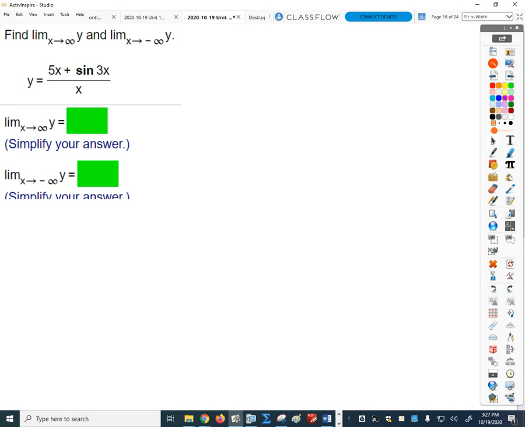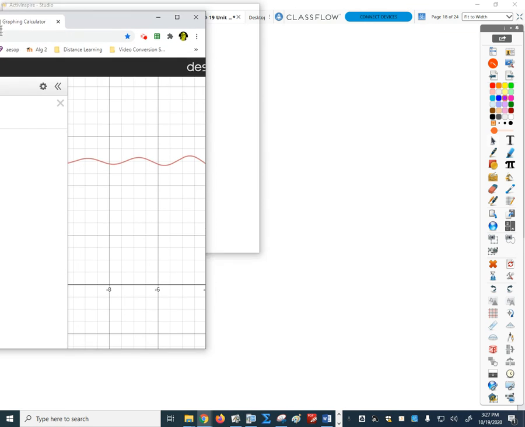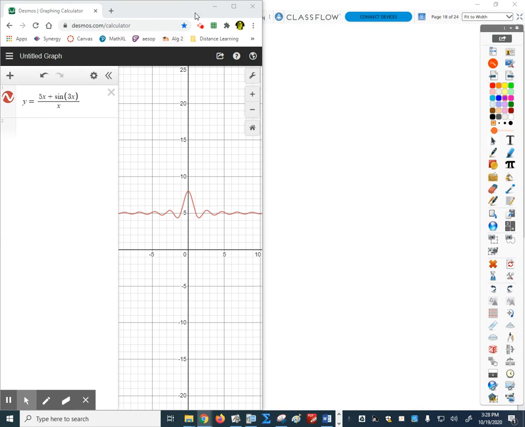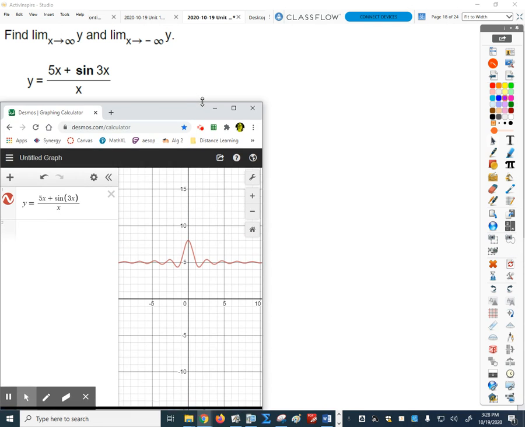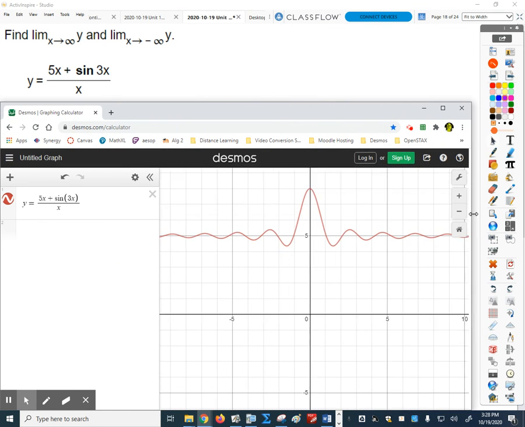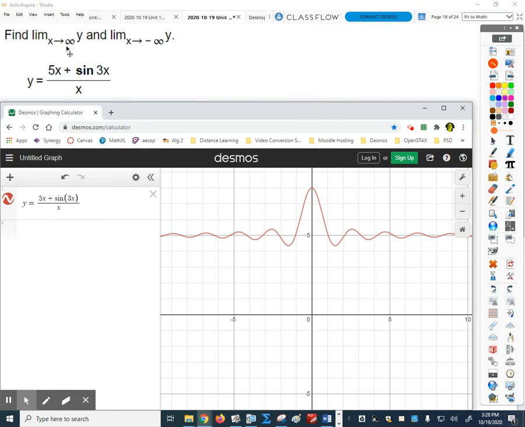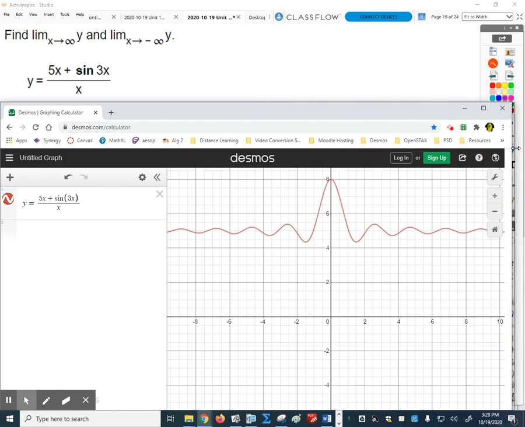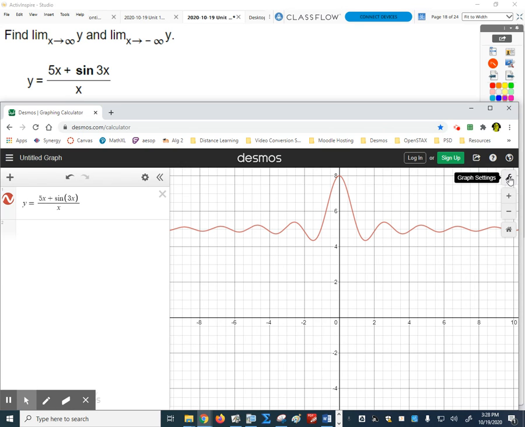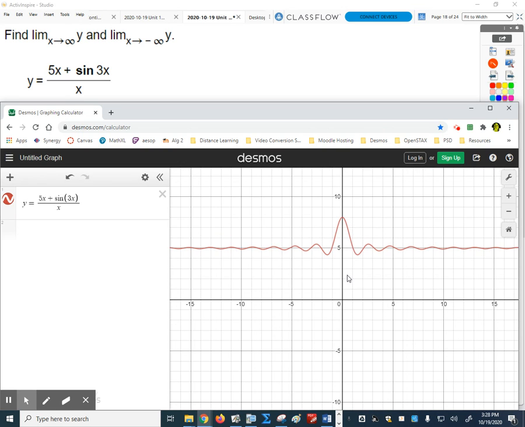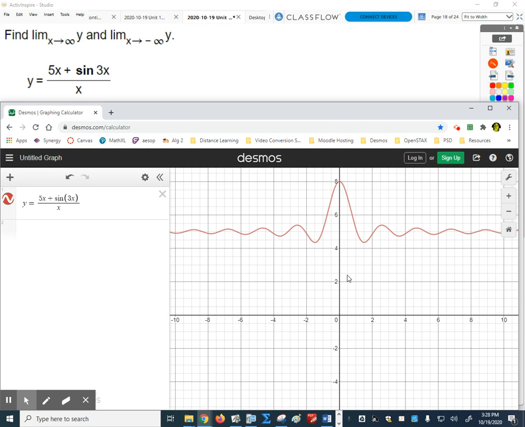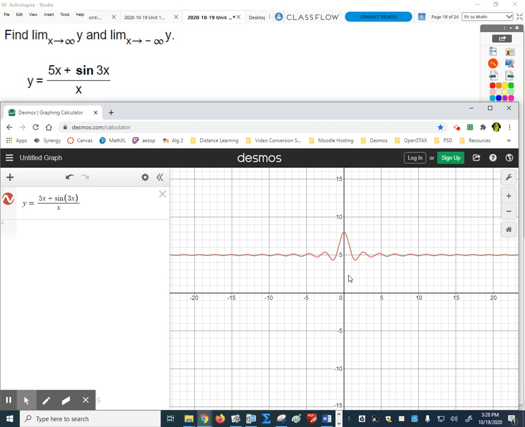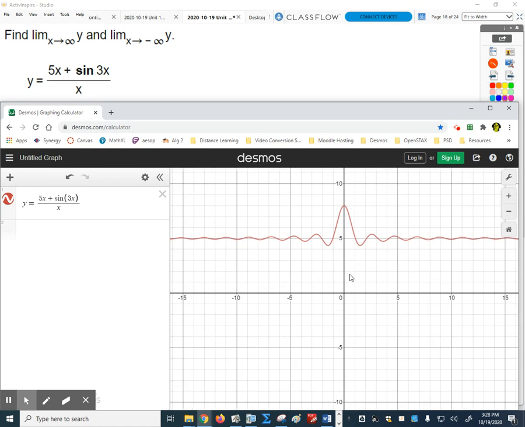Okay, what about this? Well, we could do this the same way. We could just look at a graph here. If we look at the graph of this function, and we want to know what happens as x goes to positive or negative infinity, we could just change the x-axis on this one. We could just zoom out if we wanted to, but if we keep the y-axis the same, we could probably see the answer right there, can't we? It's 5 on both sides.